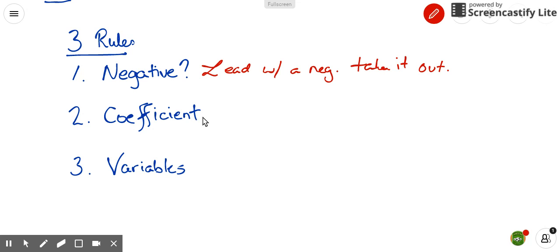Then I look at the coefficients. And again, coefficients are the numbers, and we look at the GCF there. And then finally, we look at the variables, which again are just the letters.